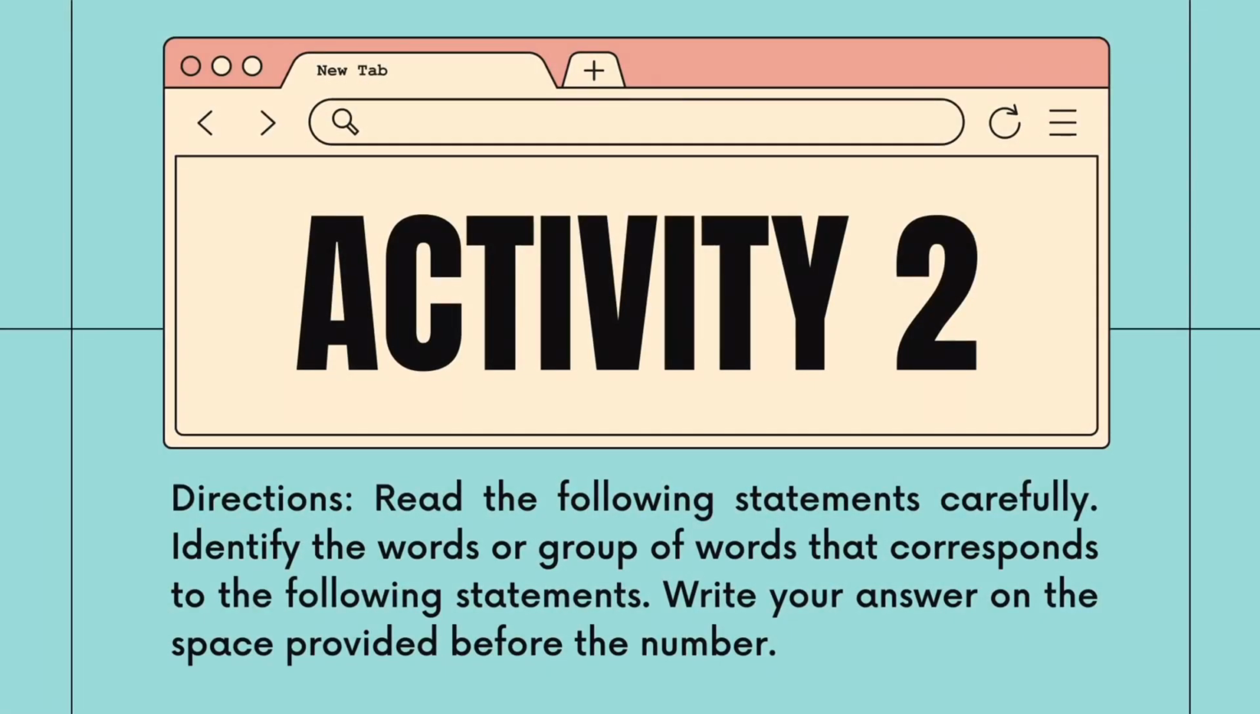For activity number 2, read the following statements carefully. Identify the words or group of words that correspond to the following statements. Write your answer on the space provided before the number. You are given 5 seconds to answer each question. Are you ready? Let us continue the fun and learning. Here is activity number 2.